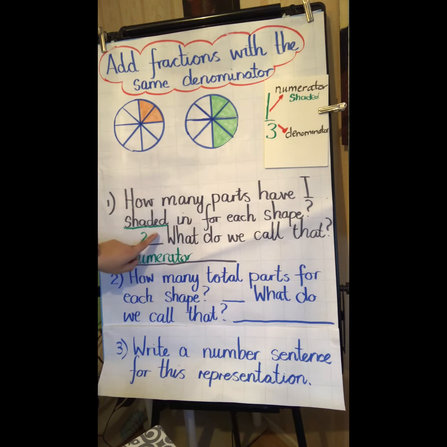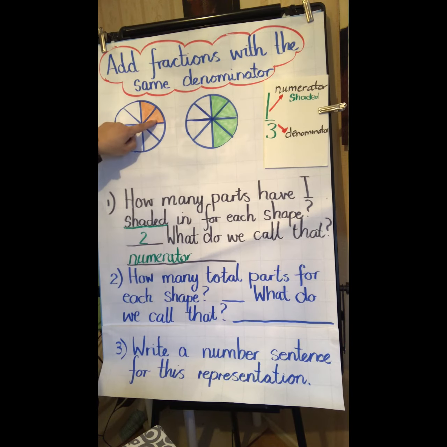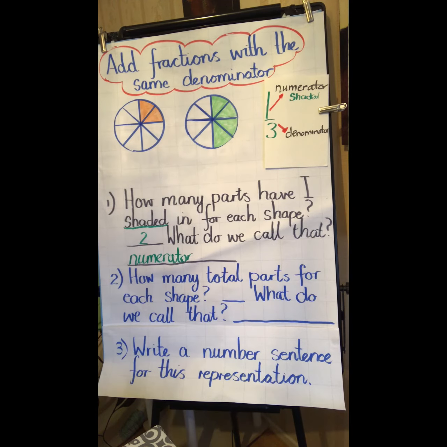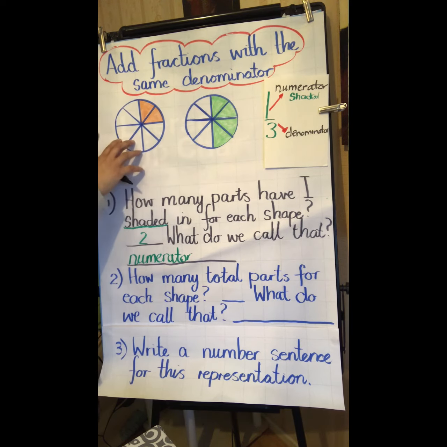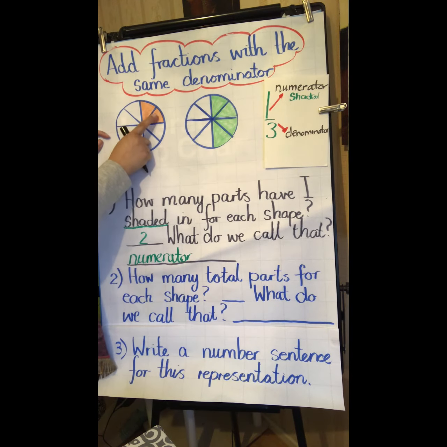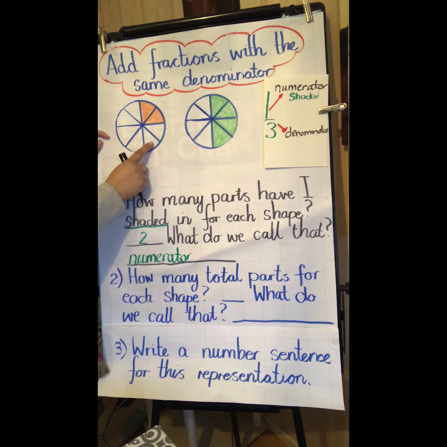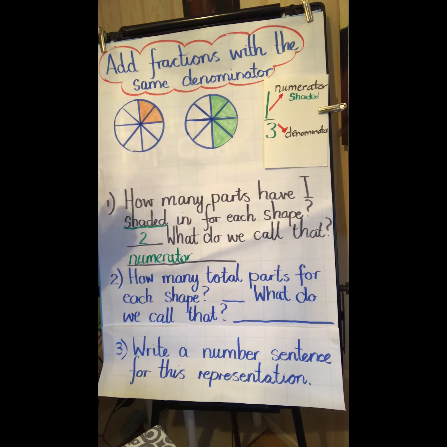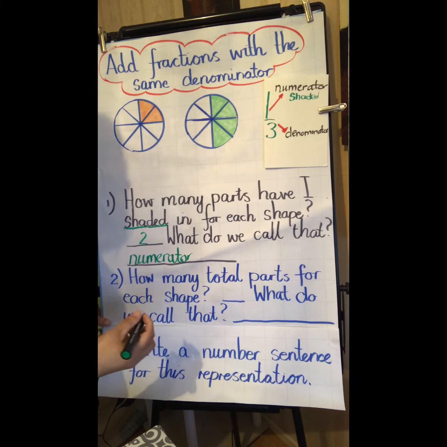So how many parts have we shaded in? We've shaded in 2 parts. And on this side we shaded in 1, 2, 3, 4 parts. Let's look at the next question. How many total parts for each shape? So let's count how many parts do we have for the whole shape. Count with me. 1, 2, 3, 4, 5, 6, 7, 8. So this whole shape has been divided or cut into 8 parts.